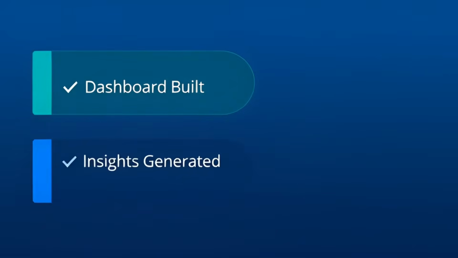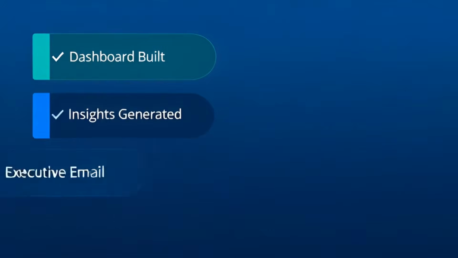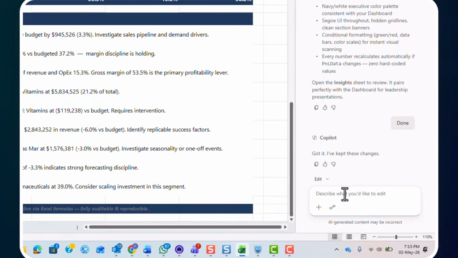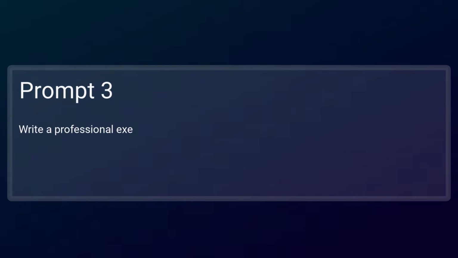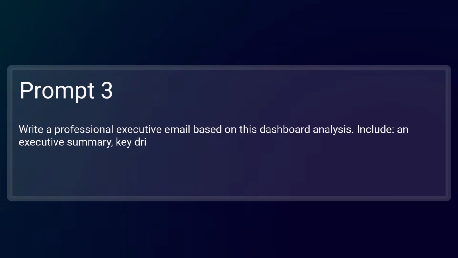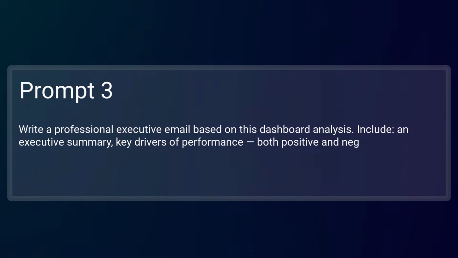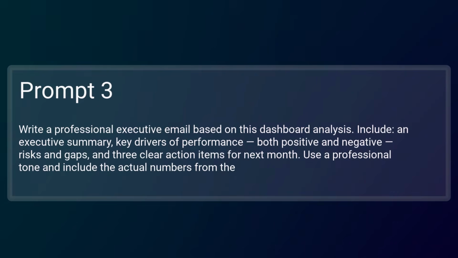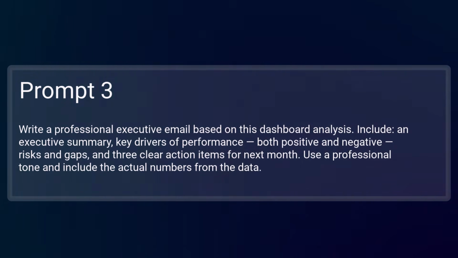Alright, we have the dashboard, we have the deep analysis, and the insights. Now comes the final piece. We are going to ask Copilot to write the executive email for us that ties all the things together. My prompt here is simple again. Write a professional executive email based on this dashboard. Include an executive summary, key drivers of performance, both negative and positive, risk and gaps, and 3 clear action items for the next month. Use a professional tone and include actual numbers from the data, and then hit send.